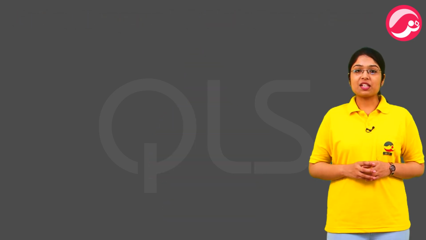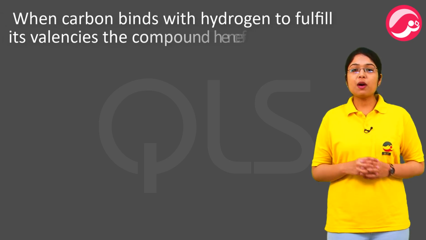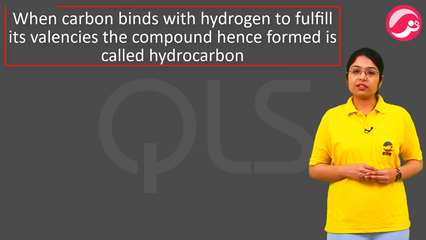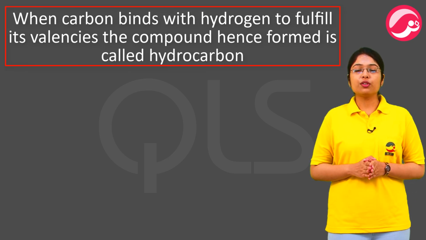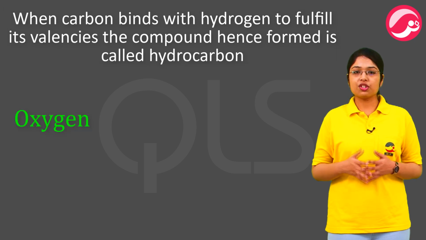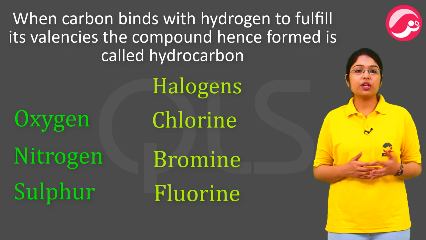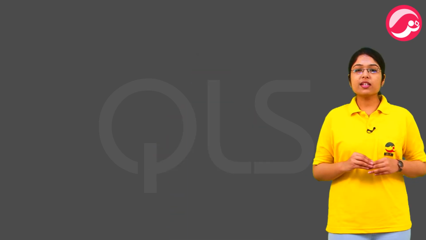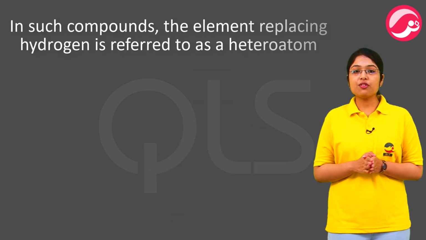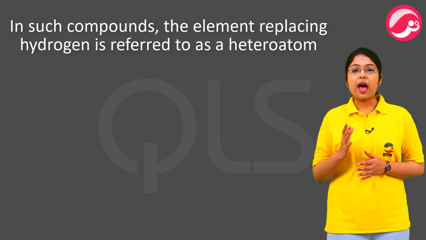Friends, in the last class we learned that when carbon binds with hydrogen to fulfill its valencies, the compound thus formed is called a hydrocarbon. Carbon can also bond with other elements like oxygen, nitrogen, sulfur and halogens, meaning chlorine, bromine, fluorine, iodine. In a hydrocarbon chain, one or more hydrogens can be replaced by these elements such that the valency of the carbon remains satisfied. In such compounds, the element replacing the hydrogen is referred to as a heteroatom.